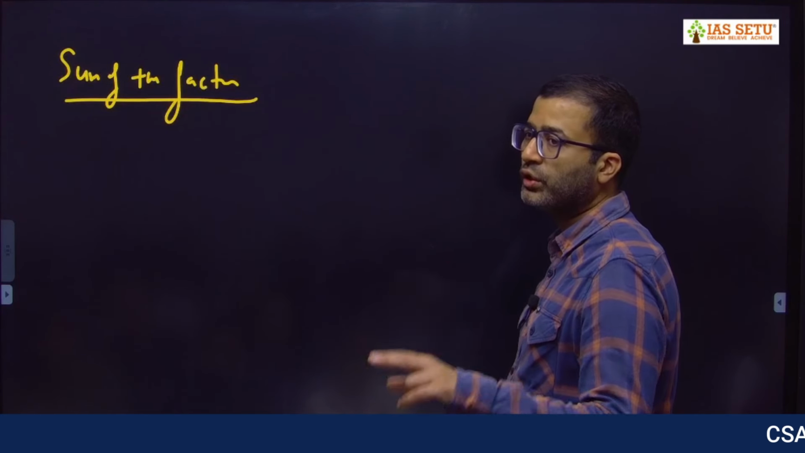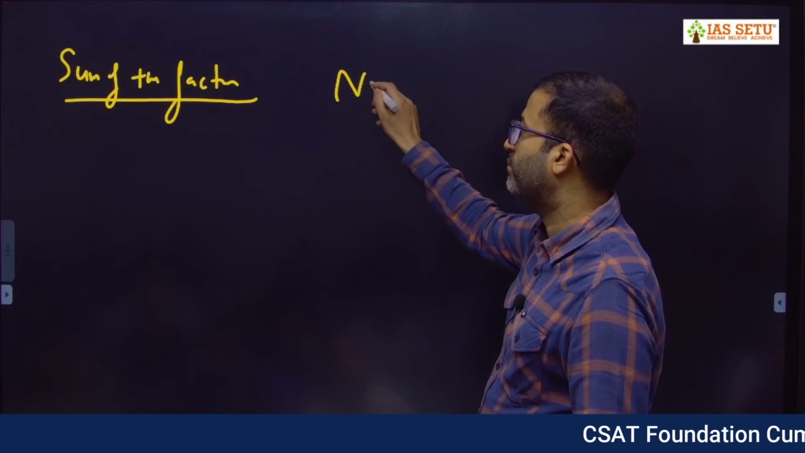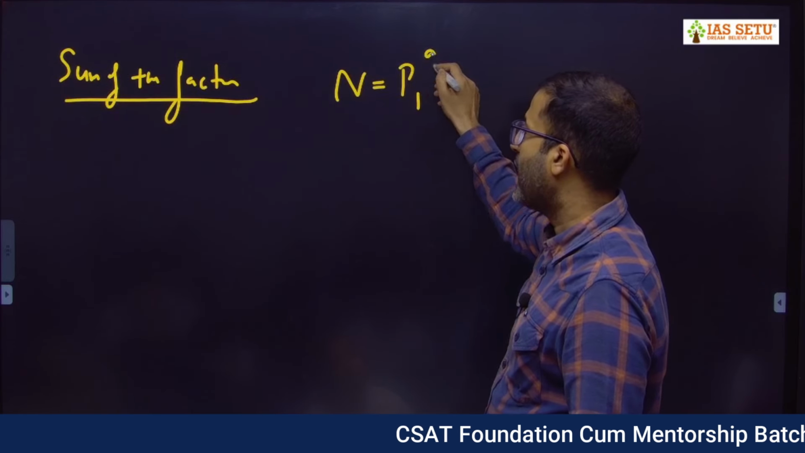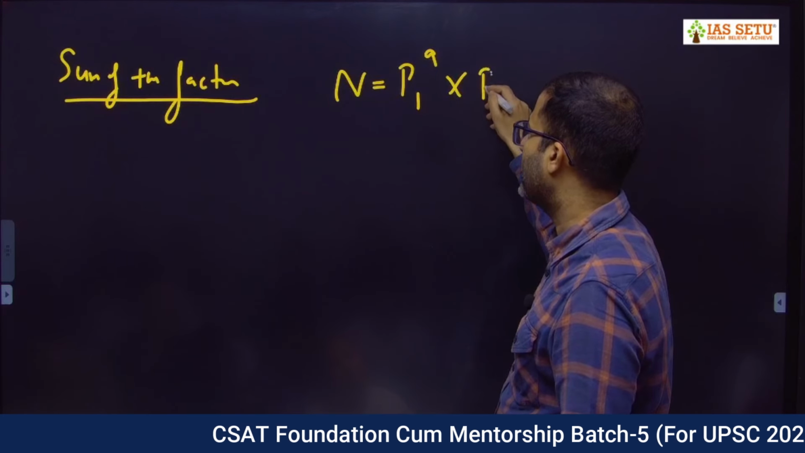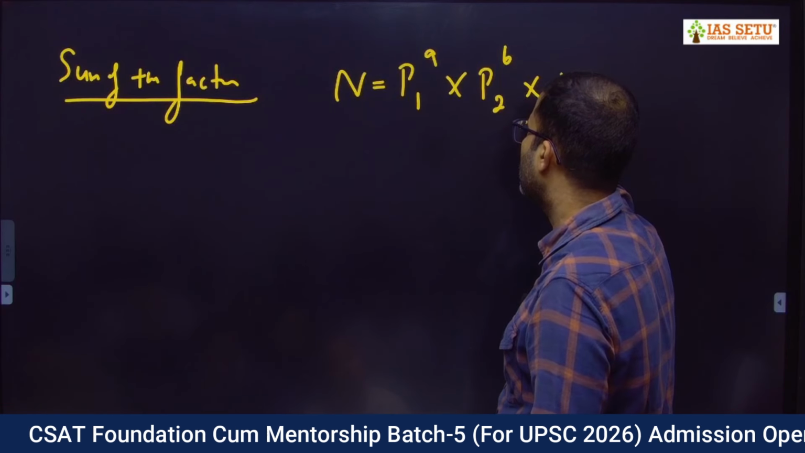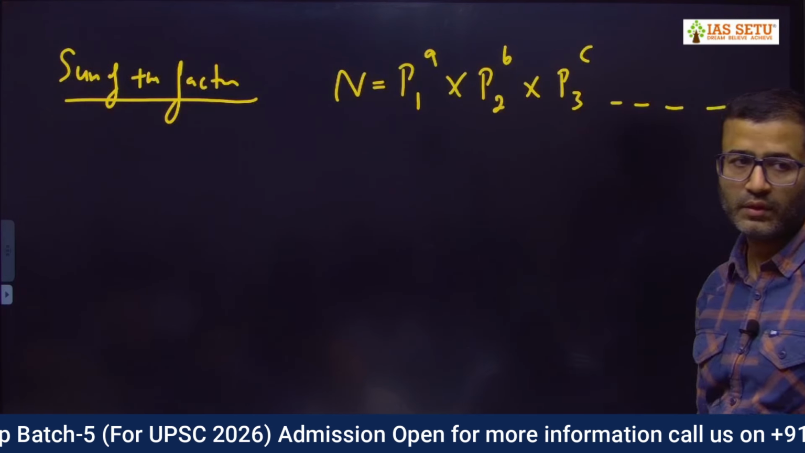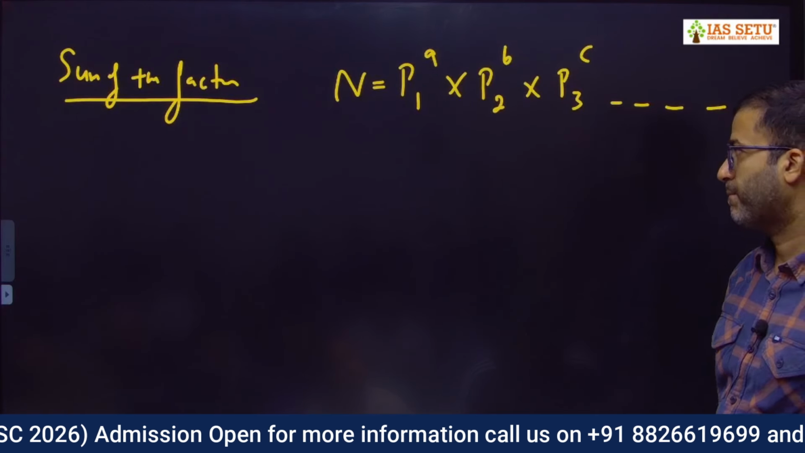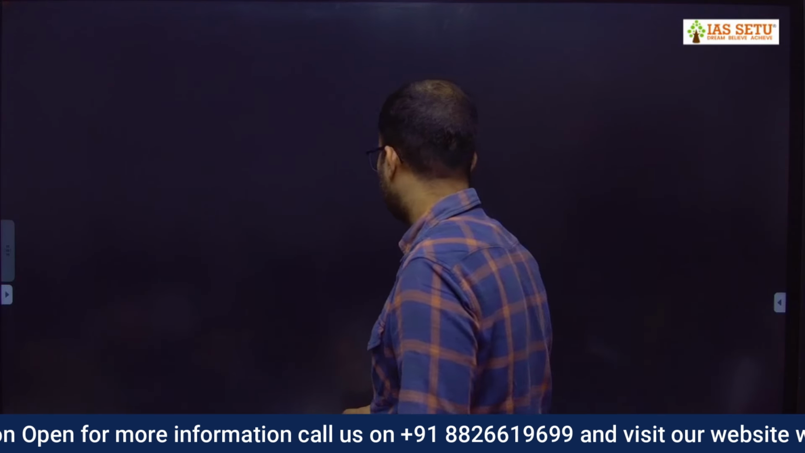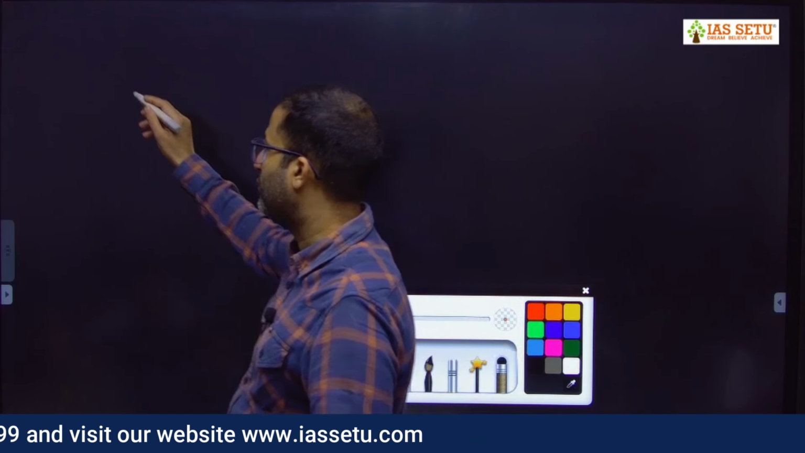Here also it's our duty to convert the number into prime form. n is equal to p1 to the power a into p2 to the power b into p3 to the power c and so on. Let me take examples. Let me solve 4 examples so that all of you understand. I start with 24.